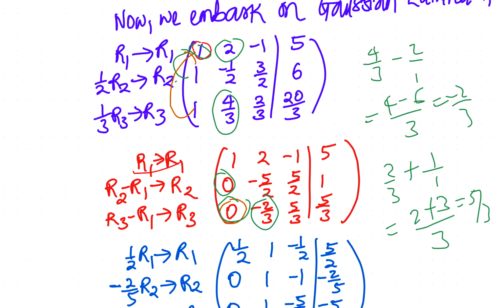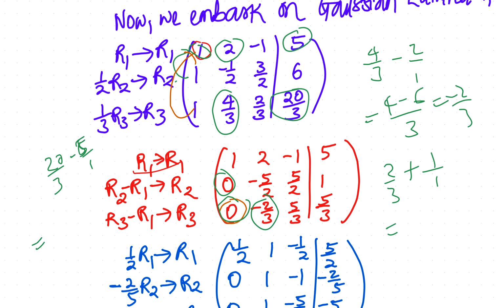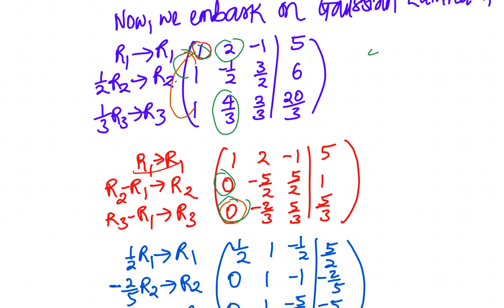Okay, so the next one is 20 over 3 minus 5. 20 over 3 minus 5 over 1. LCM is 3. That's 20. 1 in 3 is 3 times 5, 15. So you have 5 over 3. And that's why this is 5 over 3. So, if you're under pressure, you need to be careful because you can easily make a mistake. And once you get one wrong, everything will be wrong. But if you are calm, you can be fine.